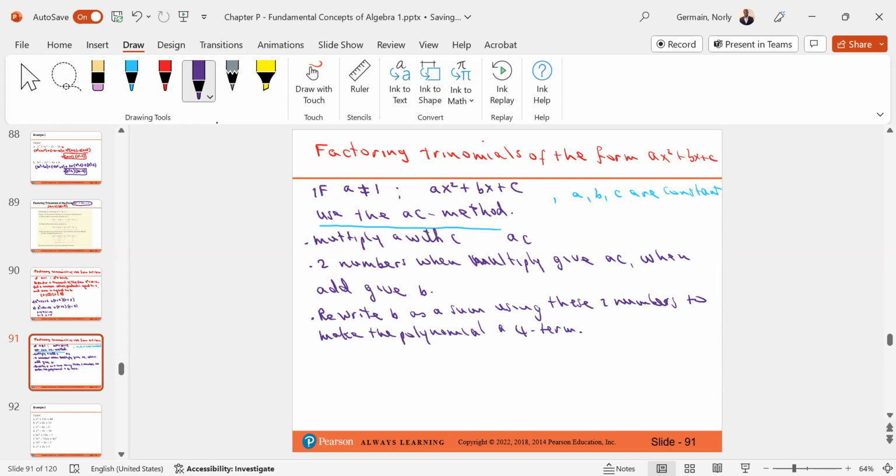Then use grouping methods to factor the polynomial.